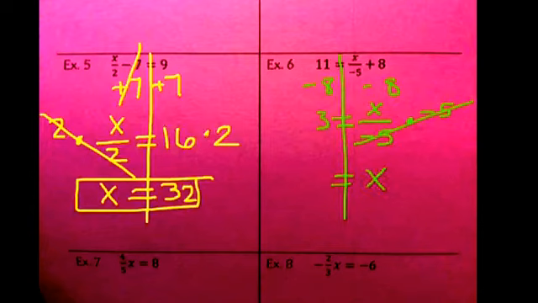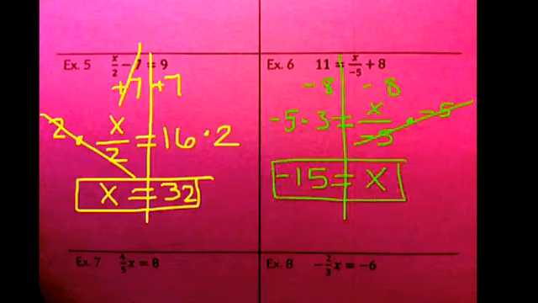But since I did it on the right side, I've got to multiply by negative 5 on the left side. Negative 5 times 3 is negative 15. So x equals negative 15 is our solution for number 6.